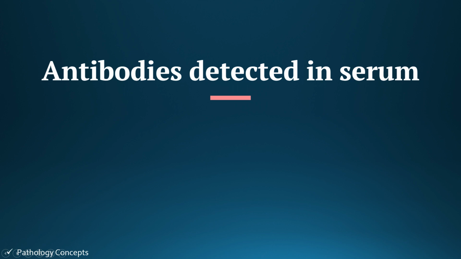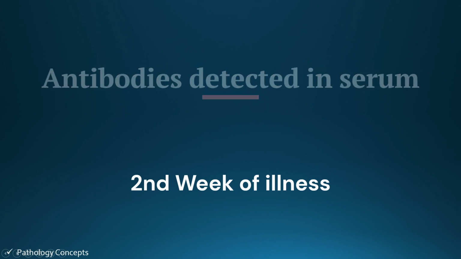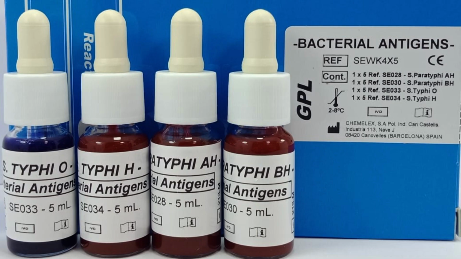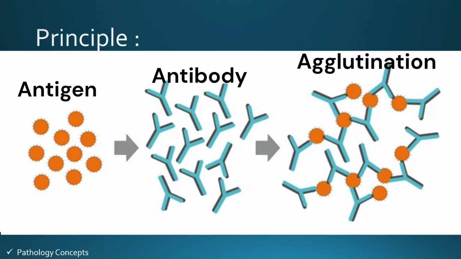Antibodies to Salmonella organism may be detected in the patient's serum from the second week of illness. Information regarding the titer, whether or not they are rising or falling, can be obtained by performing the serological test using the Widal antigen suspensions. The principle of this test is based on the antigen and antibody reaction producing agglutination.